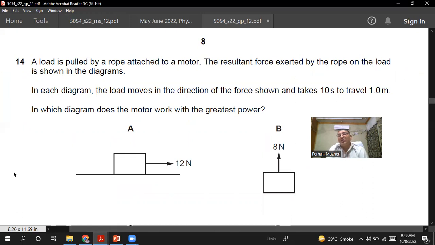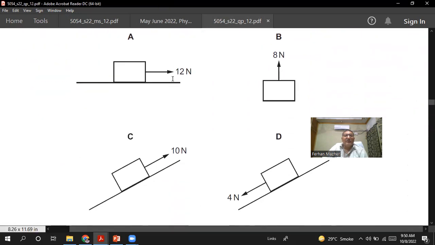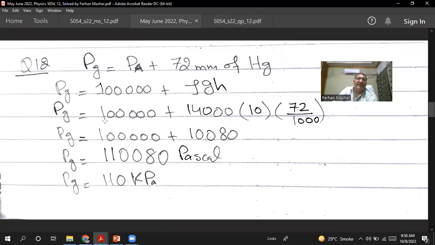Okay, so first of all, I know the force applied. I know the distance moved in the direction of the force. And I know how much time it takes to move that thing 1 meter along the direction of the force. So I can calculate very easily the work done. The work done is force multiplied by the distance moved in the direction of the force. And then I can calculate the power. The power is the work done divided by the time taken. So time taken is 10 seconds. So I will calculate the work done in all the four cases. You can see the four cases are showing up. And in each case, the body moved 1 meter in 10 seconds. Okay, so we will calculate how much is the work done.